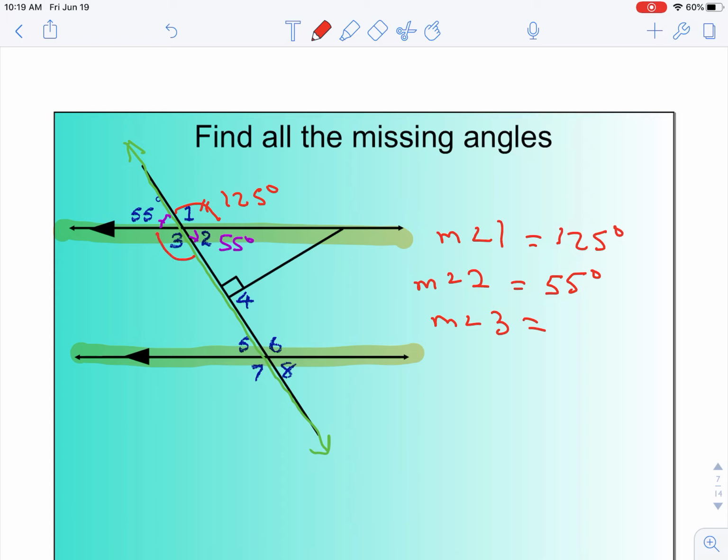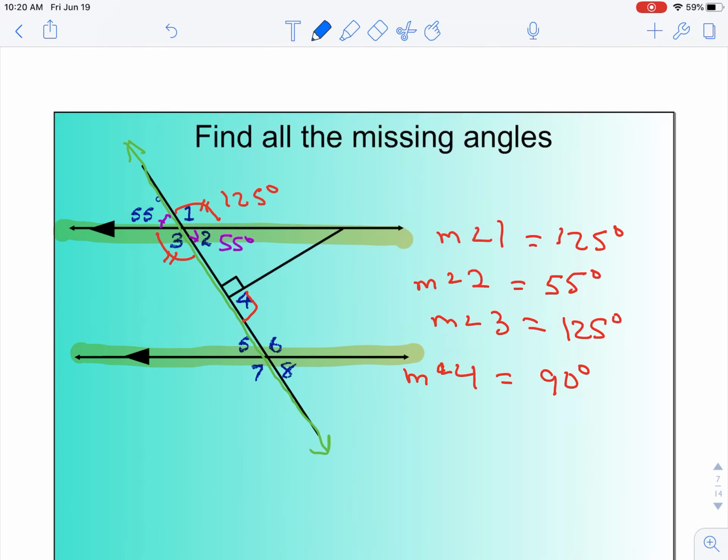And the measure of angle 3, we can either use this linear pair again, or we can use that 1 and 3 are vertical angles, so that will also be 125. But what do we do down here? Well, we have angle 4 makes a linear pair, so angle 4 also has to be 90 degrees.